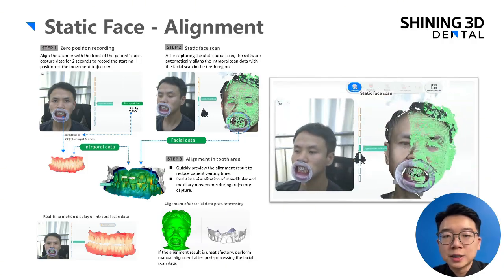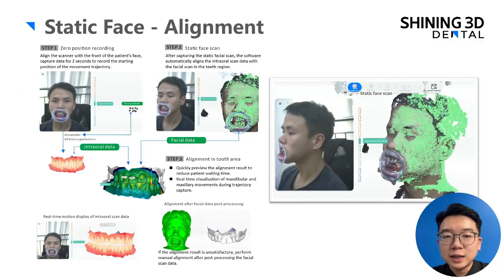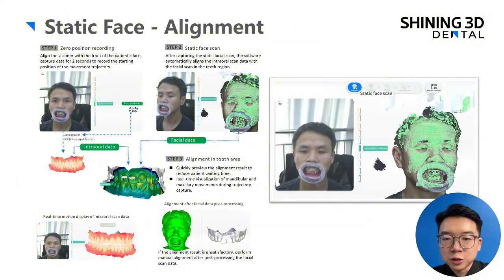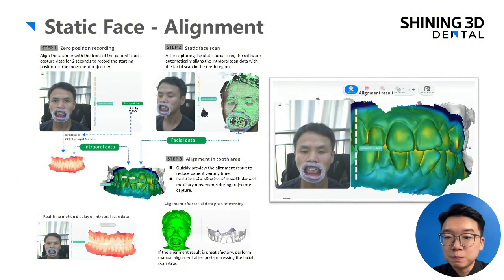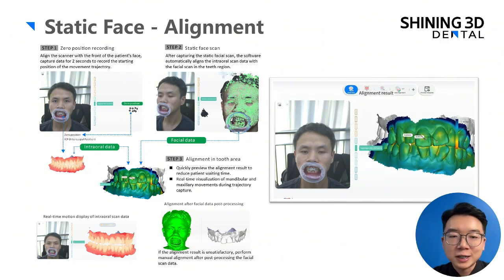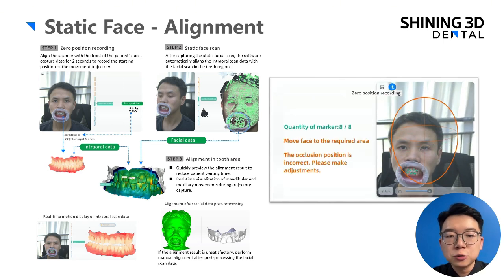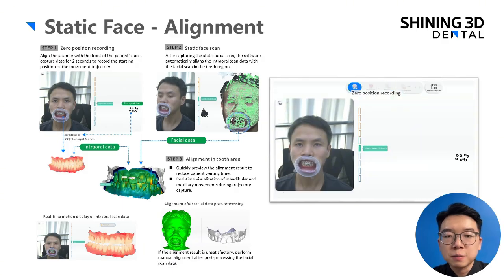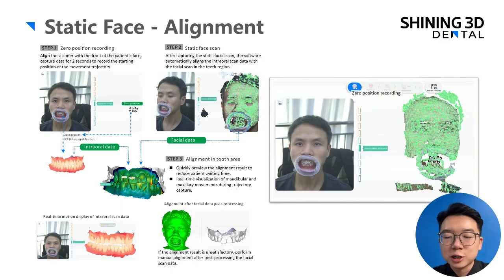After capturing the static face scan, the software will automatically align the intraoral scan data with the facial data in the teeth region, which means the intraoral scan data we imported will be aligned with the dissected teeth part of the facial scan we just did. So once the alignment is done, it can quickly preview the alignment result to reduce the patient waiting time, and it can also provide real-time visualization of the mandible and maxilla movement during the trajectory capturing.